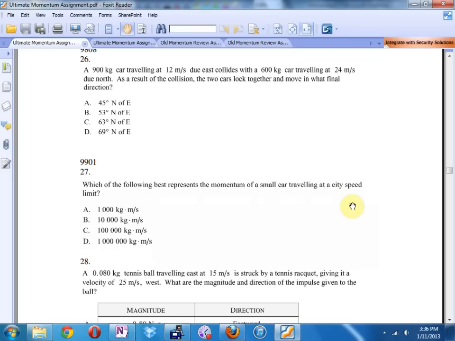26. So here's what I was saying. In number 26, they're not actually asking you to find V final. They're just saying, find the direction, which means once you had your triangle drawn, you could probably go straight to the trig, skipping the dividing by the mass or anything like that, right?